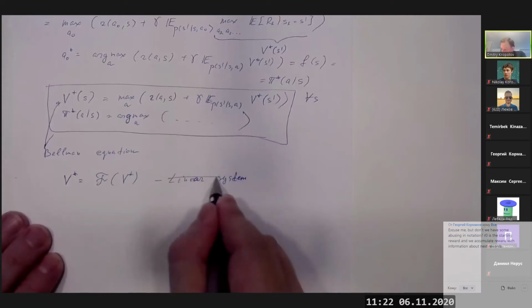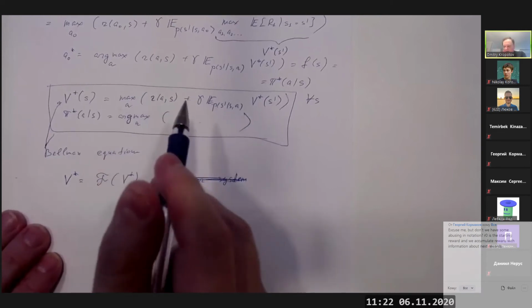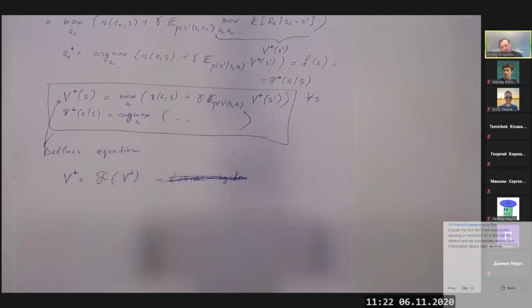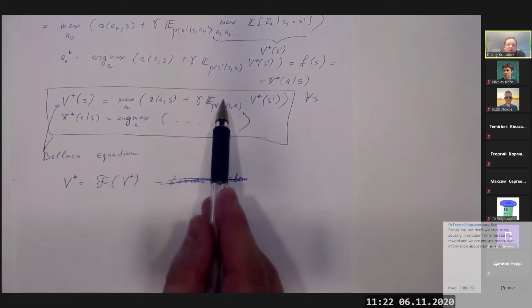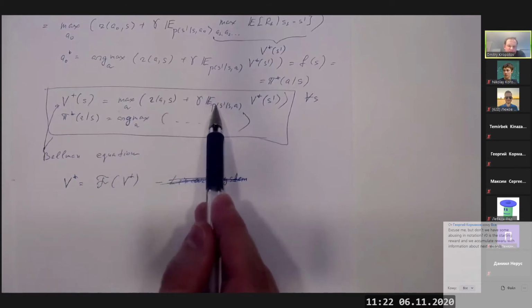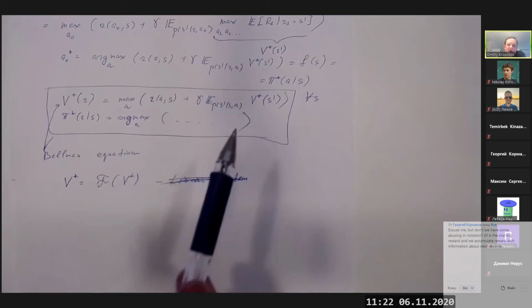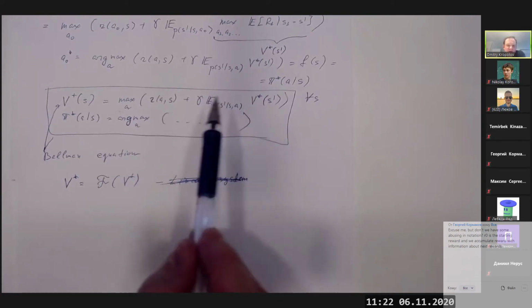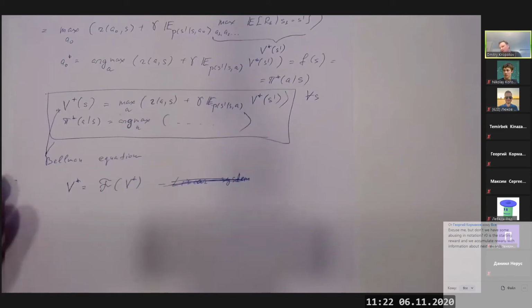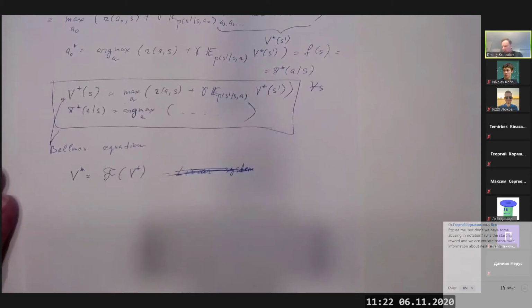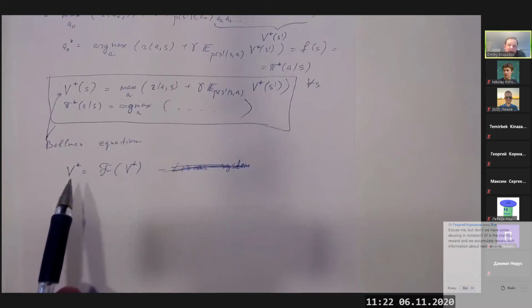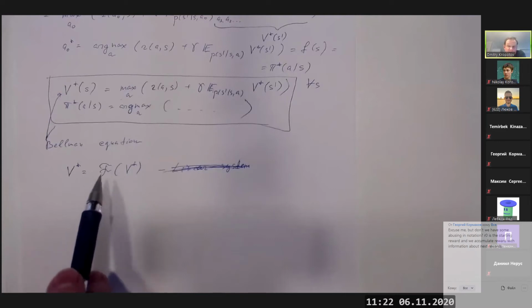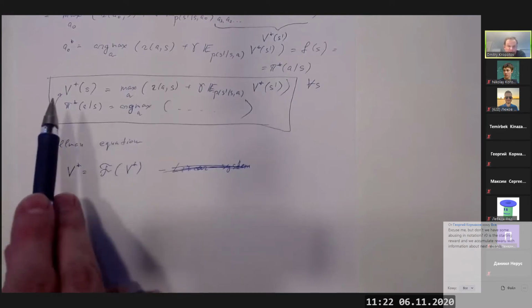Yes, agree. Because of the max, we do not have exactly a linear transform, because we have a max over some linear transformation over V star. Because of this expectation, here goes a summation over S prime. So this is just a linear transform plus a max, agree. So this is not a linear system, but anyway, we see that our optimal V star is a fixed point of this transformation.